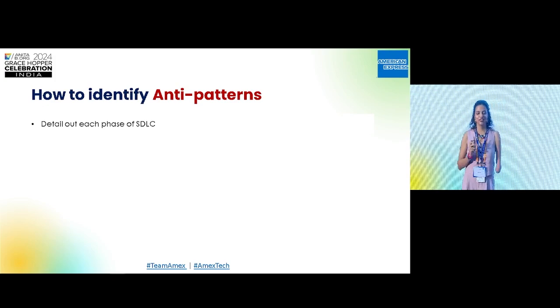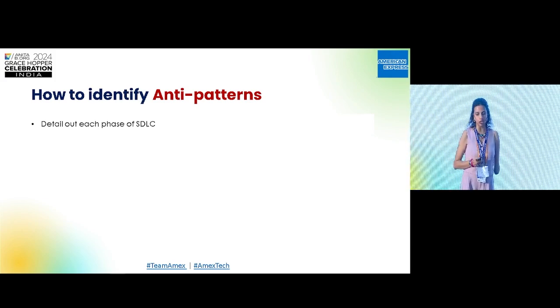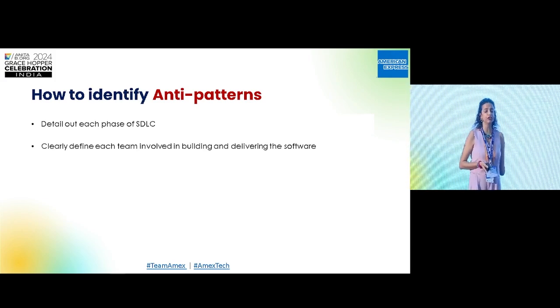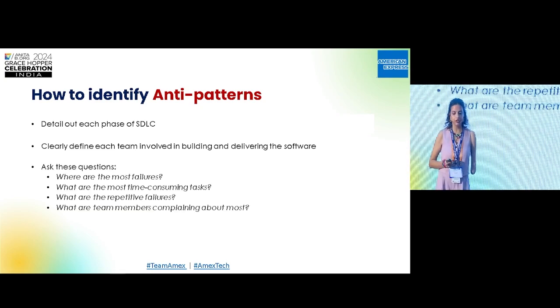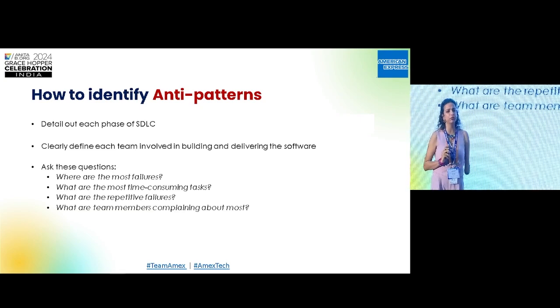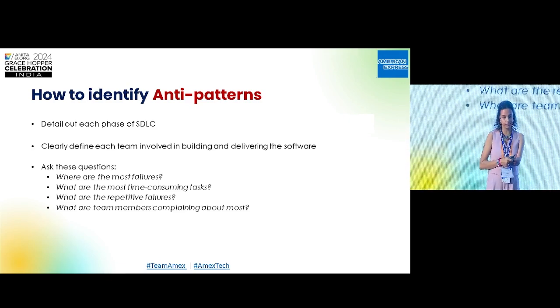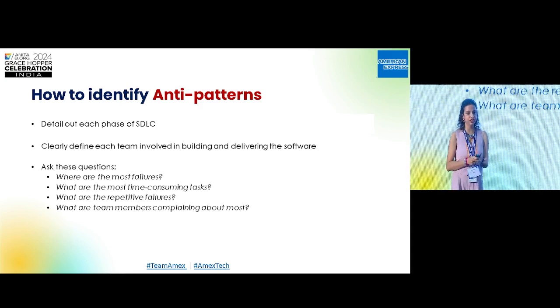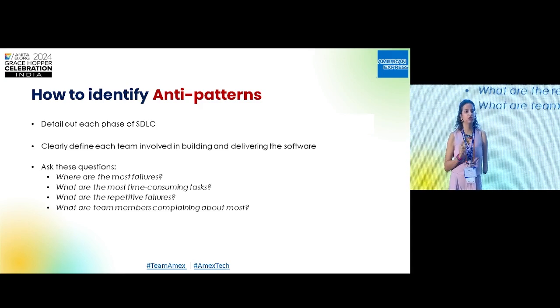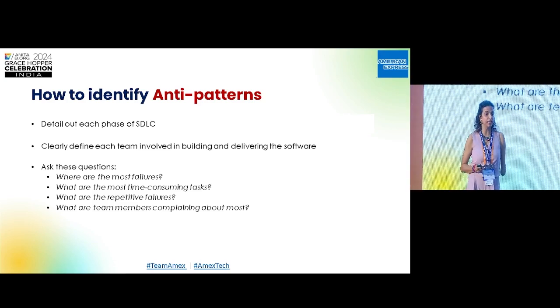So, you have to divide each phase of your software development life cycle into small pieces, and then clearly define the roles and responsibilities of each phase. Once you divide that, these are some of the very basic questions you ask: where are the most failures? What is the most time-consuming task in each team in software development? What are the most repetitive failures you have? And what are the things that teams are complaining about the most?